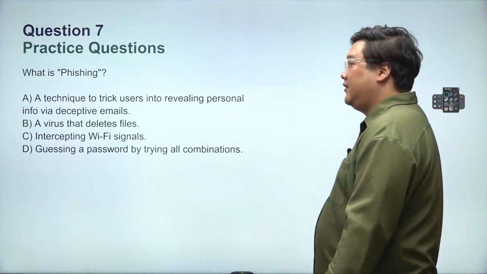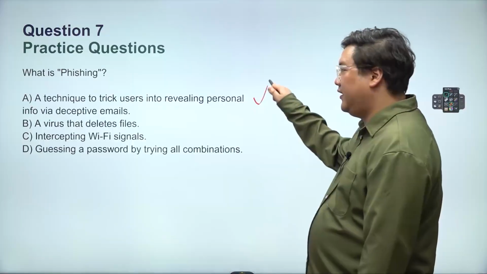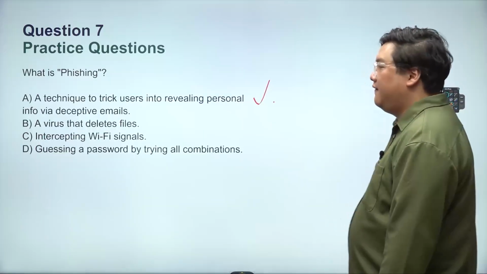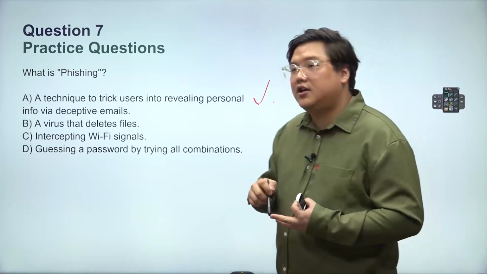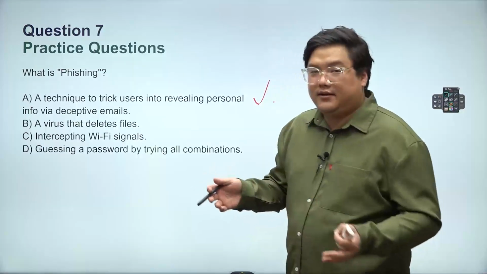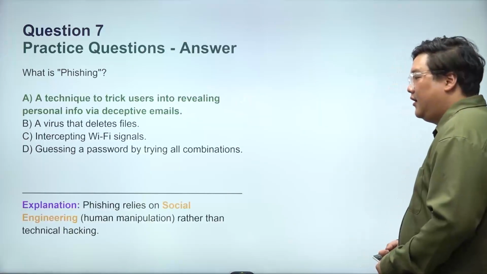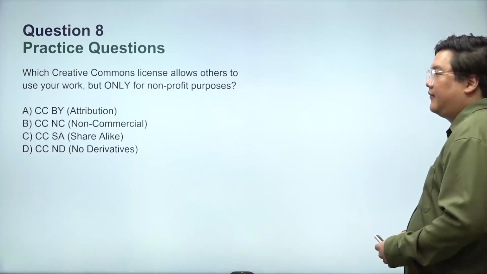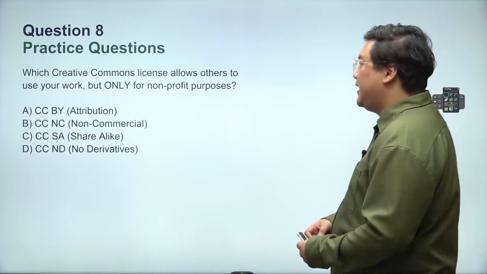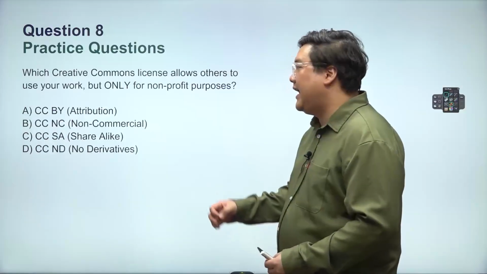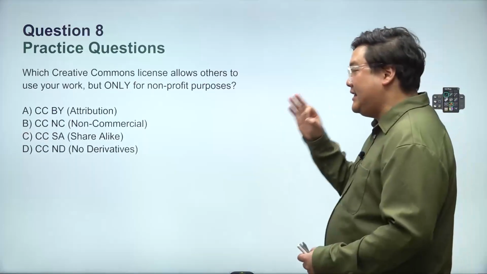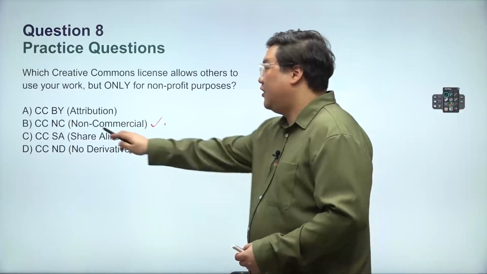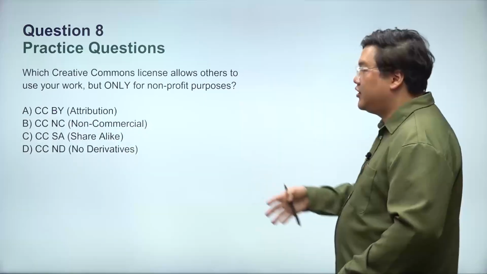And then what is phishing? It's a technique to trick users into revealing personal info via deceptive emails. It can be emails, text message, or like a WhatsApp message, or a DM. Now, which Creative Commons license allows others to use your work, but only for non-profit purposes? We said it was non-commercial, so you need to remember that keyword non-commercial.